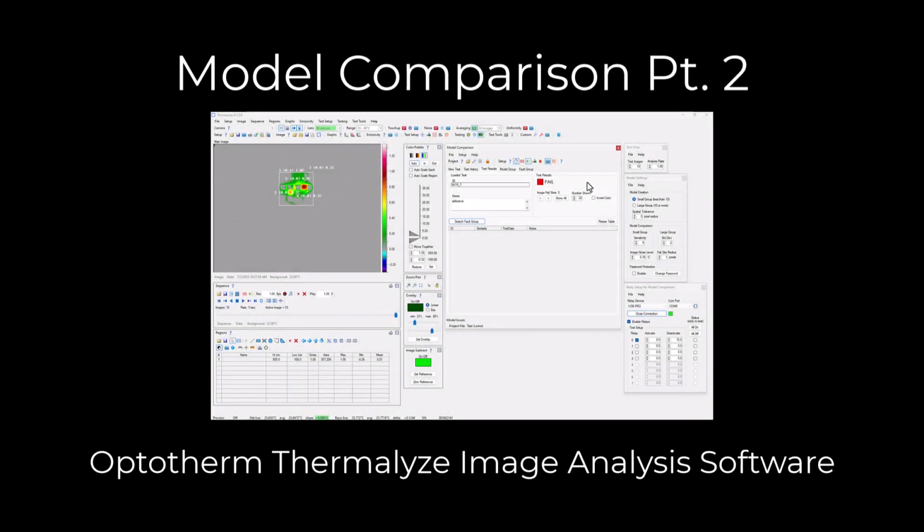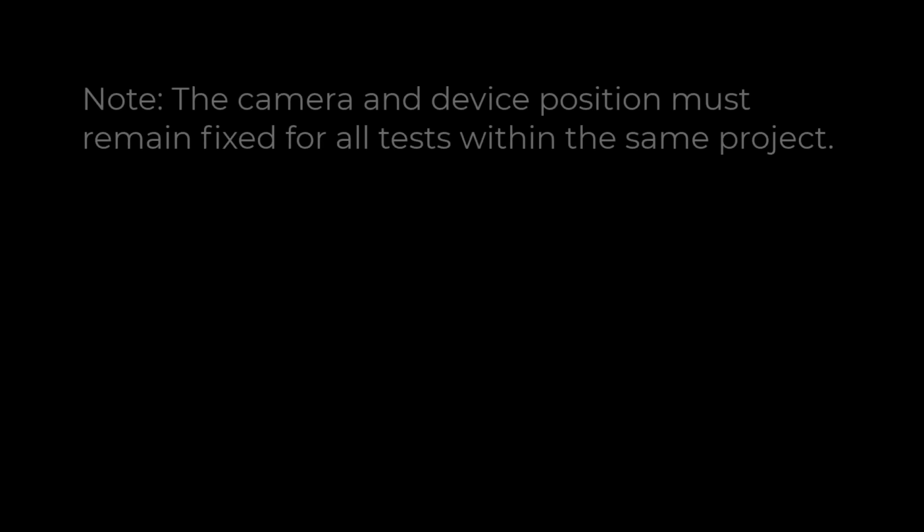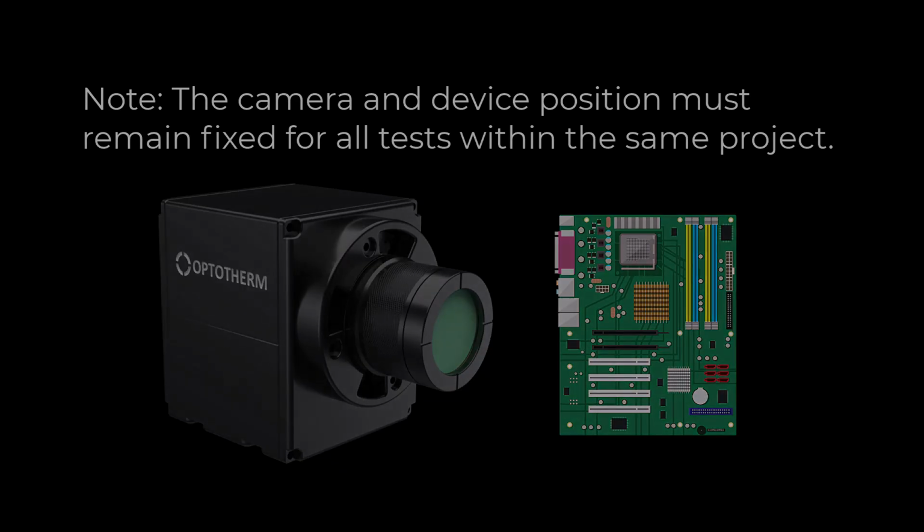This video is part 2 of 2 videos that demonstrate how to set up and perform a model comparison test. Note, the camera and device position must remain fixed for all tests within the same project. If the camera or device position changes, devices under test will not align properly with the model group tests, and therefore model comparisons will not be valid.